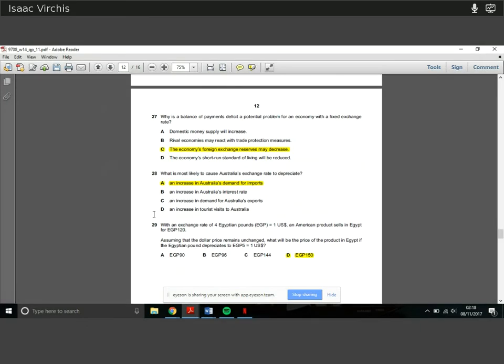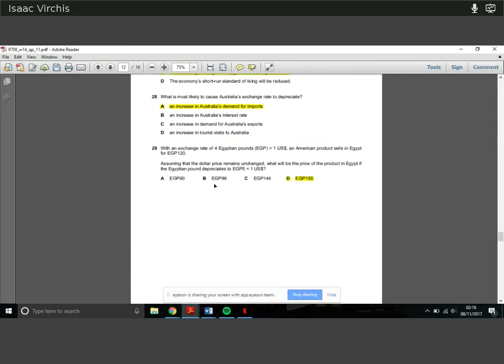Here, we don't really have anything showing a decrease in demand for exports, but we do have an increase in Australia's demand for imports. Australians are demanding more foreign currency and supplying more of the Australian dollar on the international markets, and that's going to cause a depreciation in the exchange rate. We've had that quite a few times throughout the course.